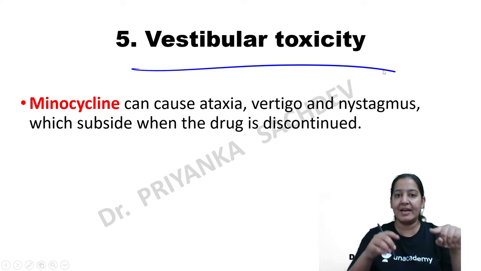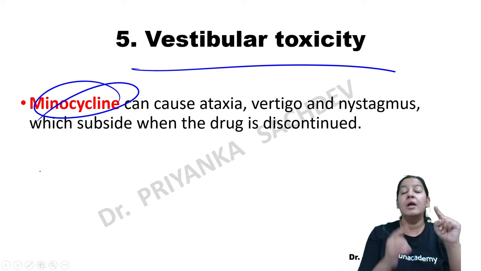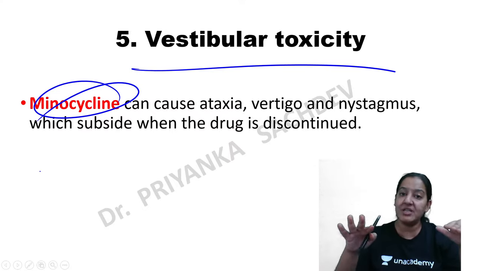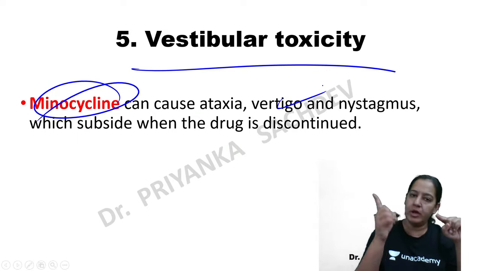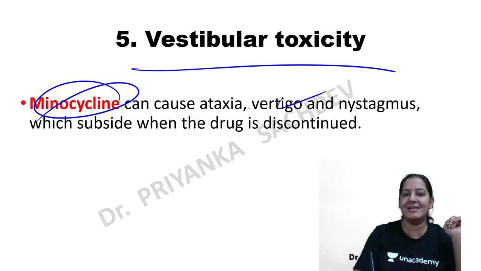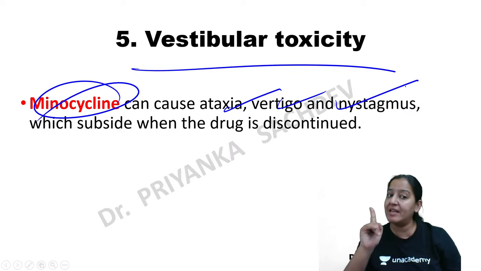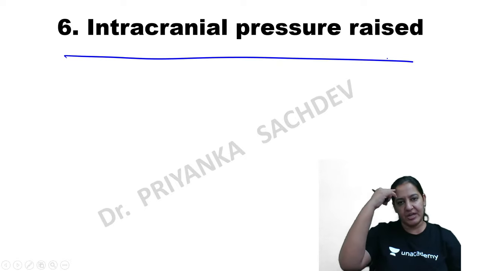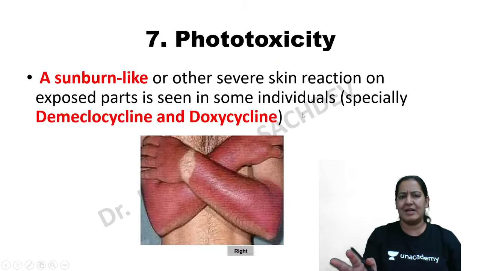Right? So, one of the tetracyclines, the answer is minocycline. Not all, only minocycline. It goes to the vestibule of the inner ear and damages the vestibule. So patient has problem in balancing. So such patient will have vertigo. Inko chakkar aayenge because they have problem in balancing, ataxia, nystagmus. So that is vestibular damage that is caused by only one, that is minocycline. Coming to the next, increased intracranial pressure in the brain, in the CSF, that is caused by all of them, but to a lesser extent, not very much.